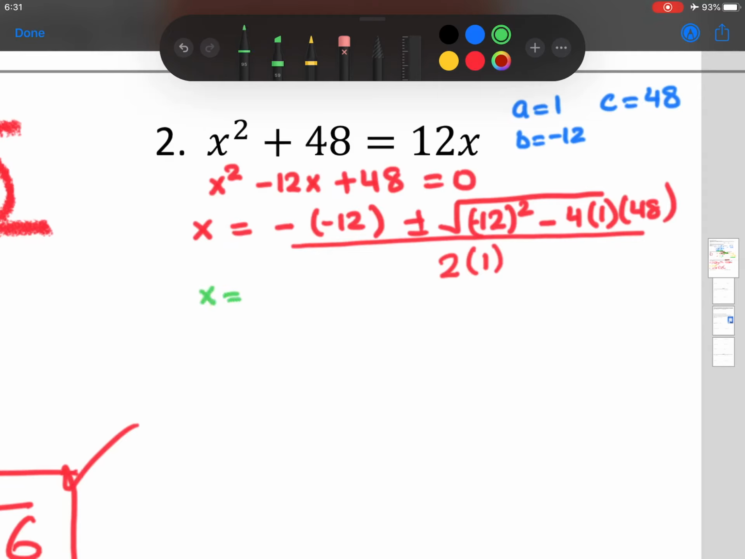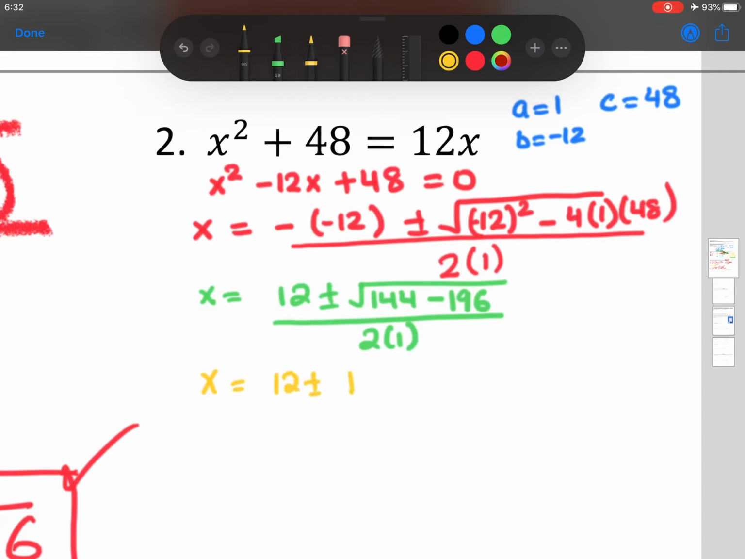Let's change the color. x is equal to 12 plus and minus, what did you get under the radical? Negative 12 squared. Remember, whenever we square a negative number, it's always going to be positive. It is 144. So you can write that 144 minus 48 times 4 is 196, right? So what's 144 minus 196? 2 times 1 is 2. I'll switch colors. x is equal to 12 plus and minus. I got negative 48 all over 2.